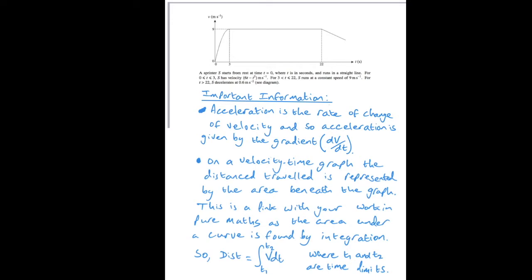Also, it is important that we realise that on a velocity time graph, the distance travelled is represented by the area beneath the graph for any particular section of that graph. These areas may be found either by simple area calculations or integration should this be required. We will now move on and attempt to answer this examination question.